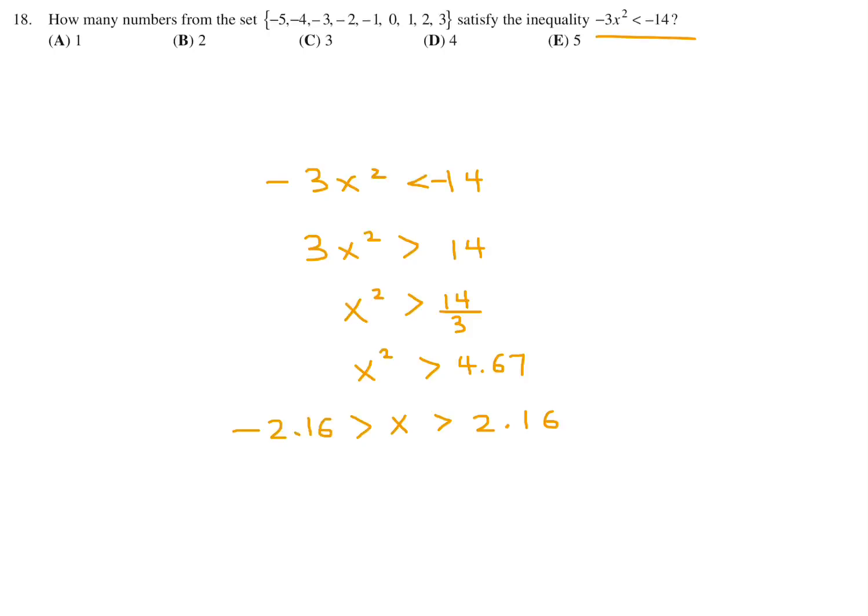So in this group, what numbers are greater than 2.16? Just the 3. At one end, we've got just the 3. At the other end, what numbers are less than negative 2.16? It would be these 3 right there. So those 4 numbers satisfy this relationship, and therefore 18, the answer is 4, which would be D.